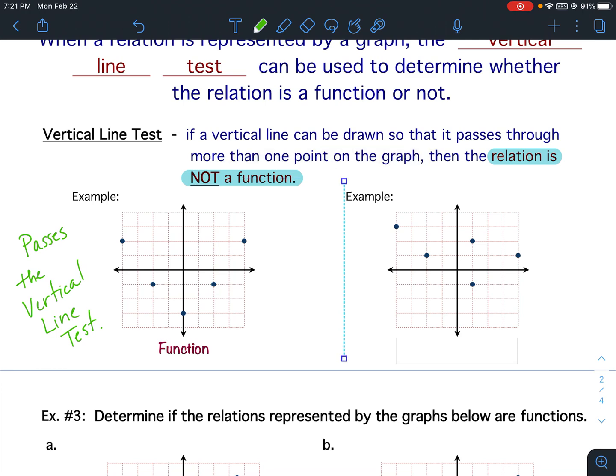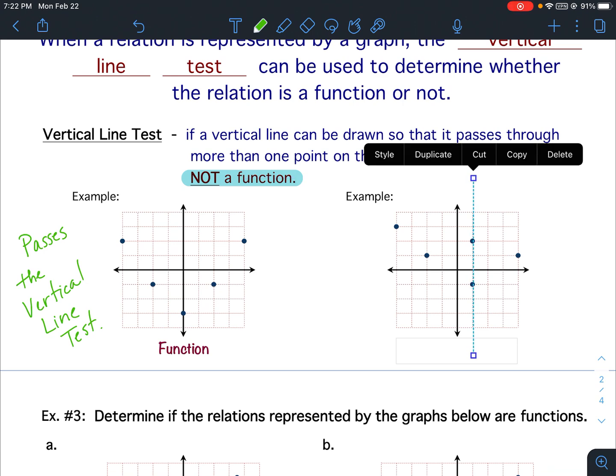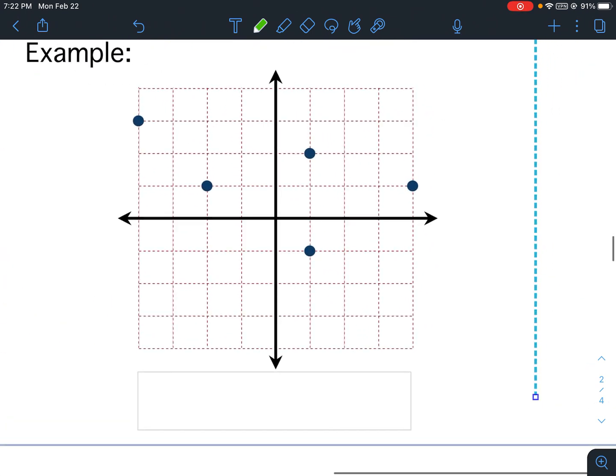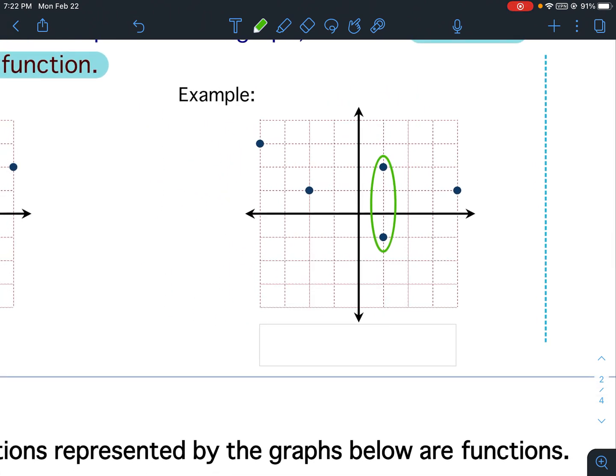Let's look at the next example. Goes through 1 point, goes through 1 point. When I get here, it goes through more than 1 point. So, circle these. All right, because on that vertical line, it would go through 2 points. That makes this not a function.